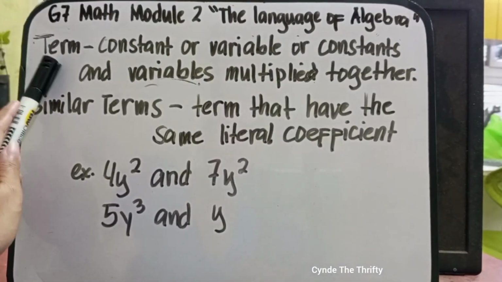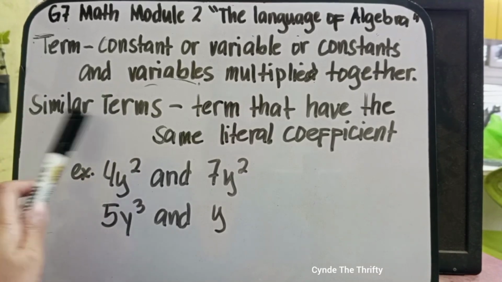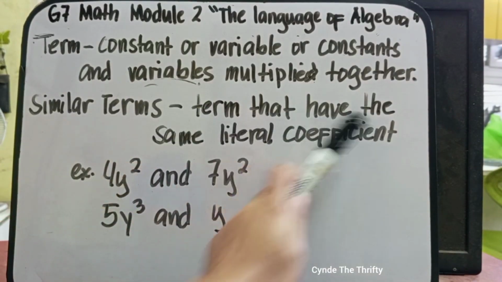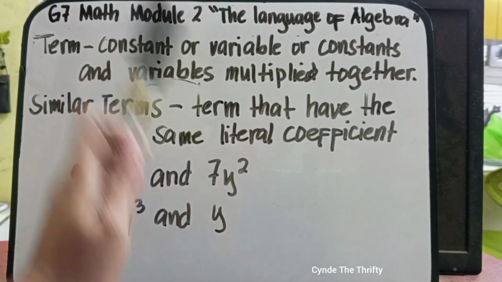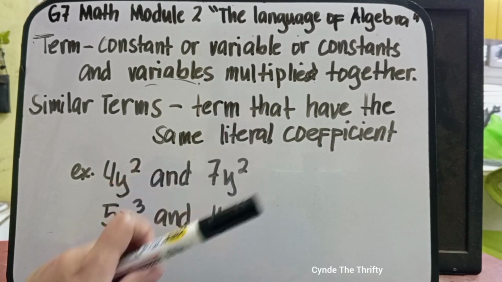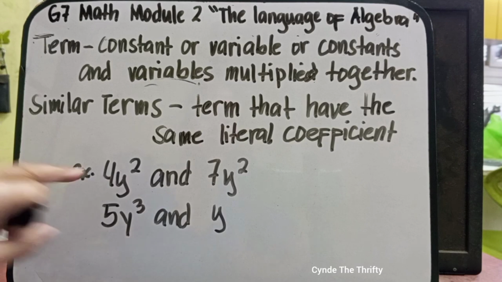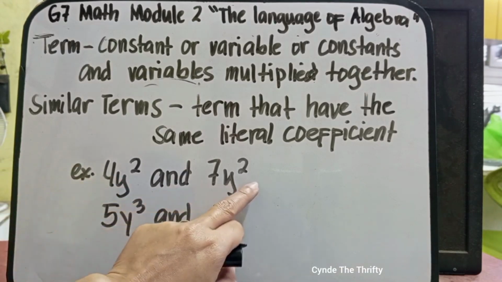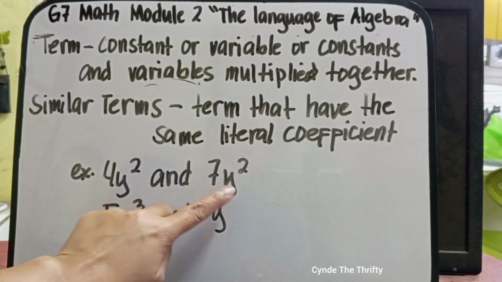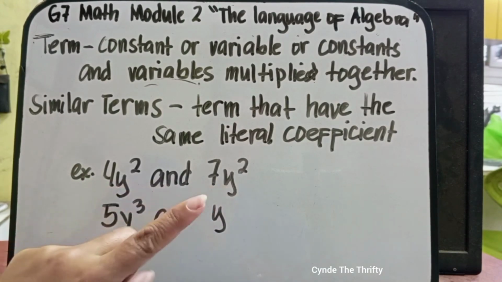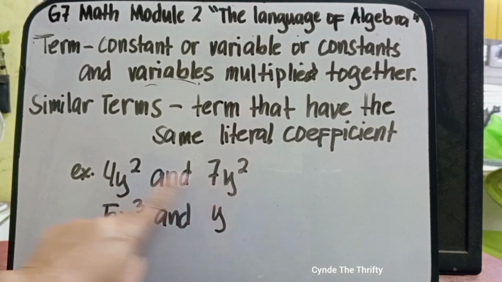Kung meron tayong term, meron din tayong tinatawag na similar terms. So ano yung similar terms? Similar terms are terms that have the same literal coefficient. Again, ano yung literal coefficient? Yun yung variables and exponents sa ating expression. So, meron tayo ditong example. 4y squared and 7y squared. So, itong dalawang given natin, tinatawag natin itong similar term because meron silang magkaparehong literal coefficient which is y squared and y squared. So, this is similar term.